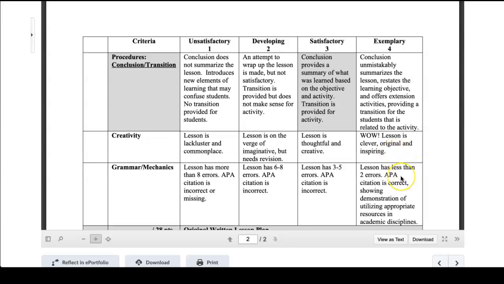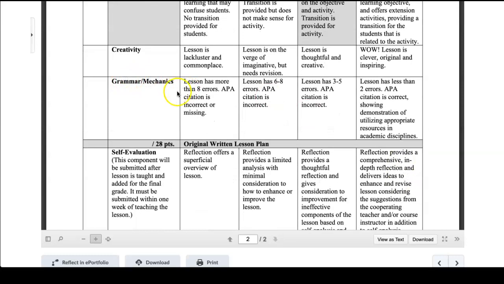And the final criterion is grammar and mechanics. To earn that exemplary score, lesson plans need to have 2 or less written errors, and APA citation is correct, showing demonstration of utilizing appropriate resources in academic disciplines. Please remember that even if a lesson plan was your own idea, you need to go back and resource a book, a resource book, a blog, a website, even Pinterest, but you need to go back and have an APA reference.